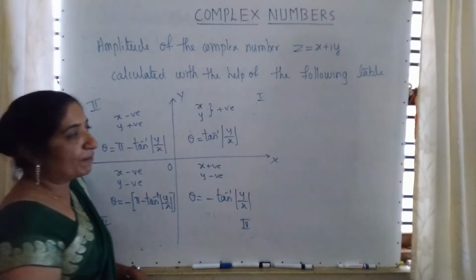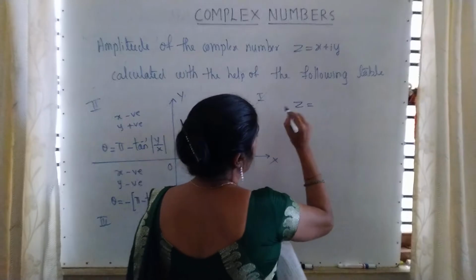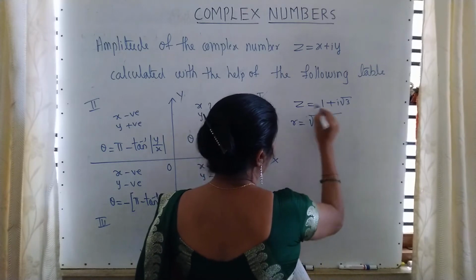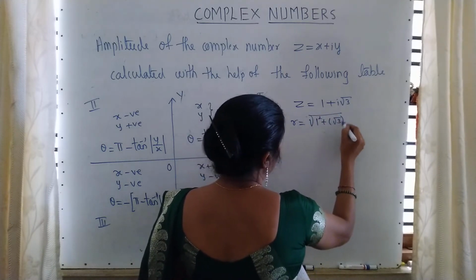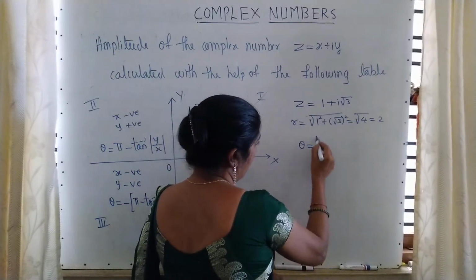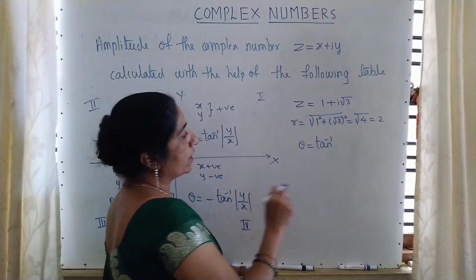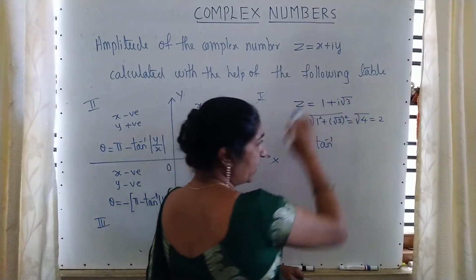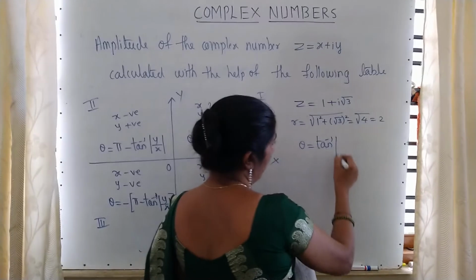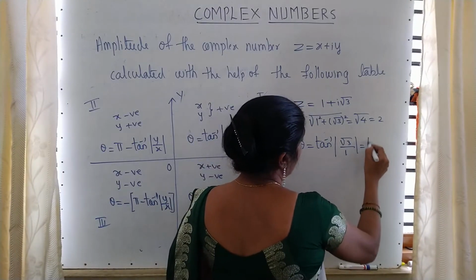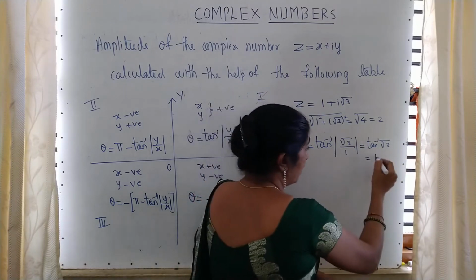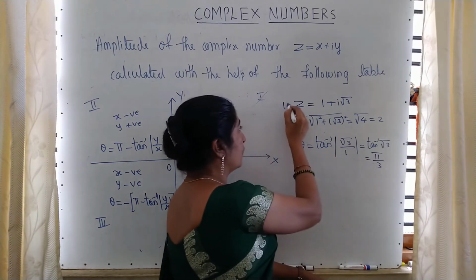I will explain with the help of an example here itself. If z is 1 plus i root 3, so r is obviously root of x square, 1 square, plus y square, root 3 square, that is root 4, which is 2. What is the amplitude? Theta is equal to tan inverse. See, what is x here? x is 1, y is root 3. And which one is applicable? The first one is applicable, and it is tan inverse y by x, root 3 by 1. That is nothing but tan inverse root 3. Tan inverse root 3 is what? 60 degrees, pi by 3. This is the first one.